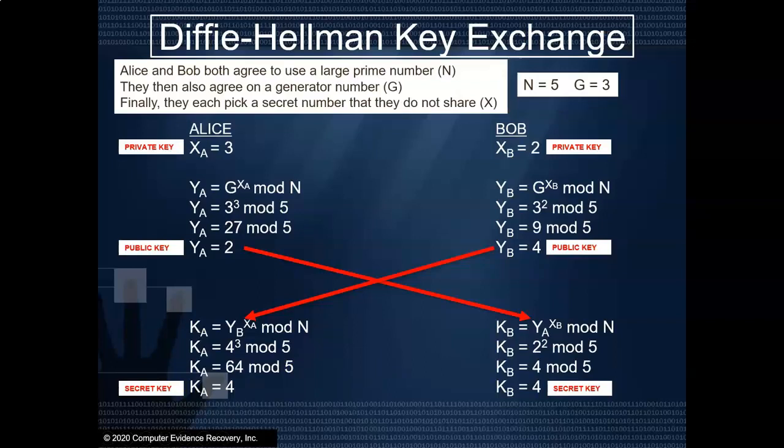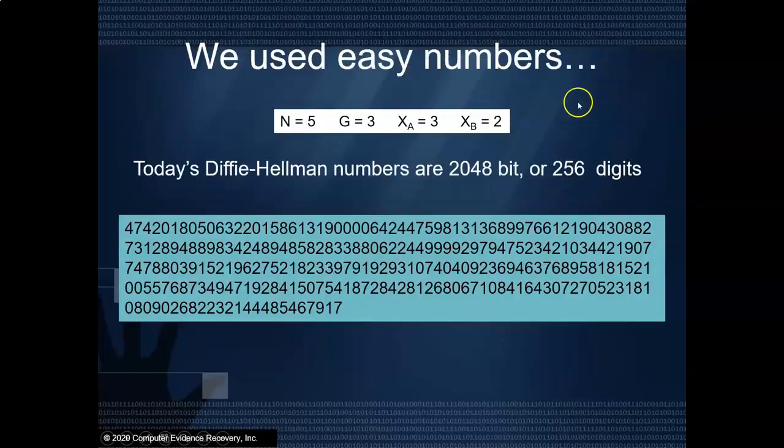But I hope you realize Diffie Hellman doesn't use 5 for the large prime number or 3 for the generator. Diffie Hellman's numbers are massive. 256 digits long in each of these fields. That's why Alice and Bob are computers. They can work with numbers like that. We can't. But that gives you an idea of the Diffie Hellman Key Exchange.